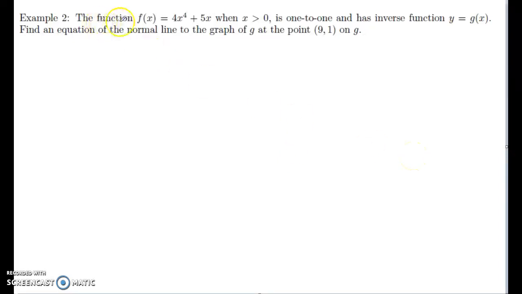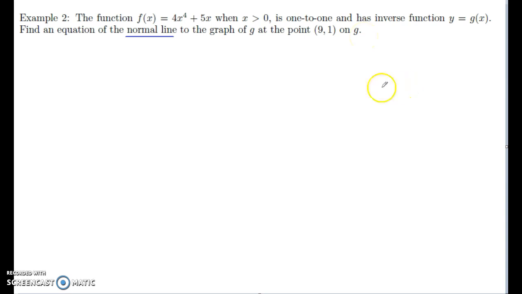Example 2. The function f of x equals 4x to the 4th power plus 5x, when x is greater than 0, is 1-to-1 and has inverse function y equals g of x. Find an equation of the normal line to the graph of g at the point (9, 1) on g.